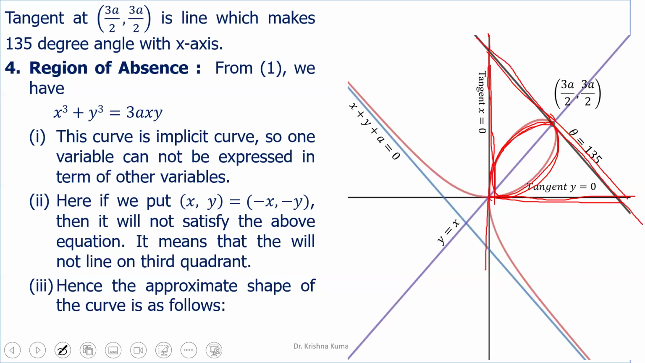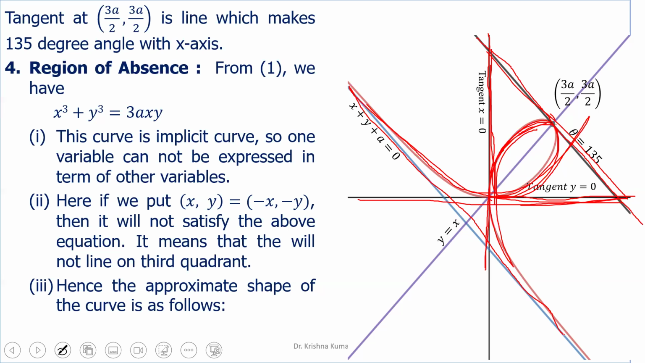And since the x-axis is a tangent, we can draw it like that. This is the tangent. Similarly, this is the tangent, so we can also draw it like this. And what about the asymptote? This line is the asymptote. The curve will never intersect or touch this asymptote. So this is the approximate shape of the given curve.